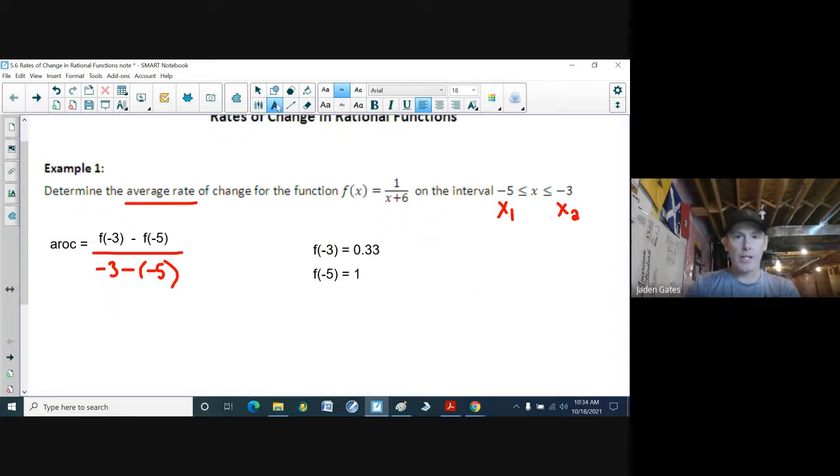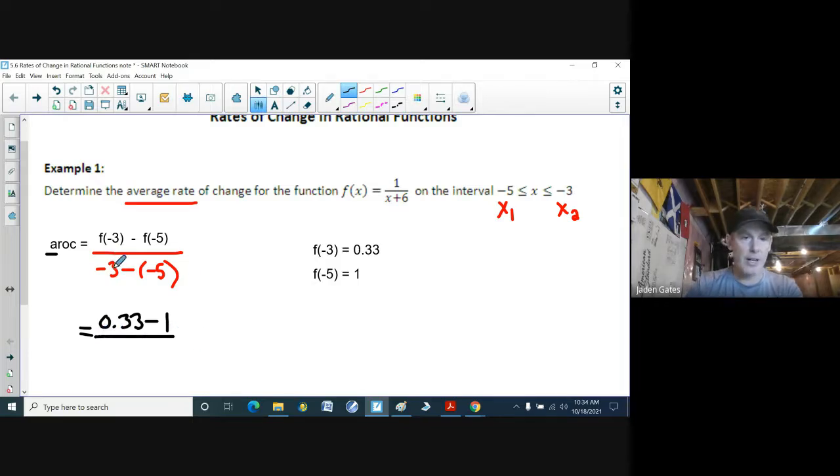All right, and so I can substitute into my equation for the average rate of change, again just finding the slope, where I'd have 0.33 subtract 1. And then on the bottom here, I would have -3 minus -5, which means +5, so it would be a 2. And so 0.33 minus 1 is -0.67 divided by 2. And I guess rounded to 2 decimal places here, I get -0.34. So again, that's finding the average rate of change.